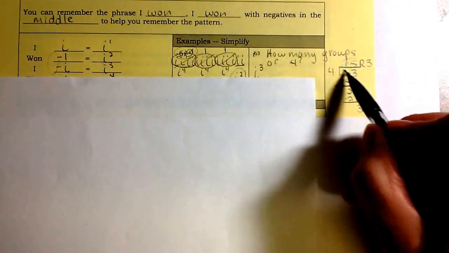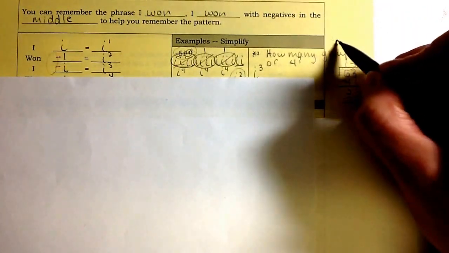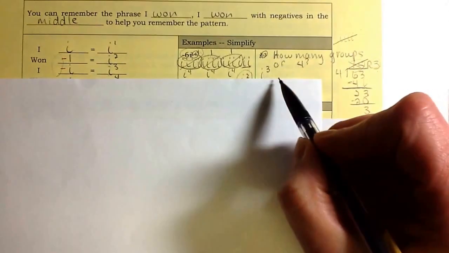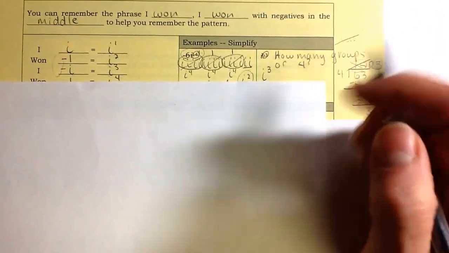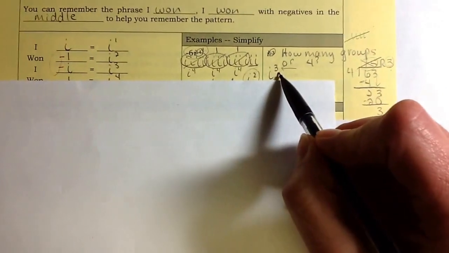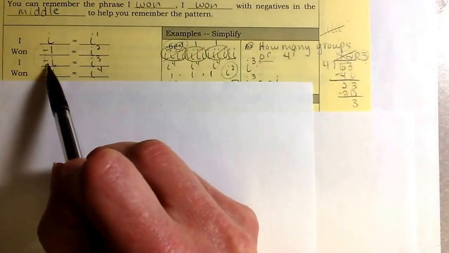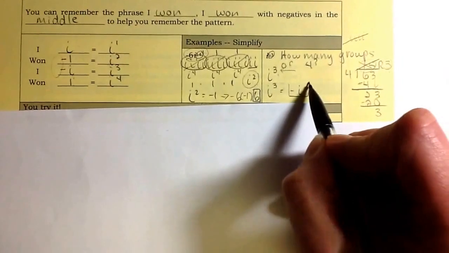So I have 15 groups of 4 i's, and we really don't care about that because that is just going to turn into 1. What I'm interested in is the remainder. I don't care about the 15. I only want the remainder. So I now rewrite i to the 63rd power as i cubed. Well, we can't have any power of i that's higher than 1, and this is higher than 1. So now we go back to "i won with the negatives in the middle," and we can change i cubed to negative i. So this whole thing is just going to change to negative i.